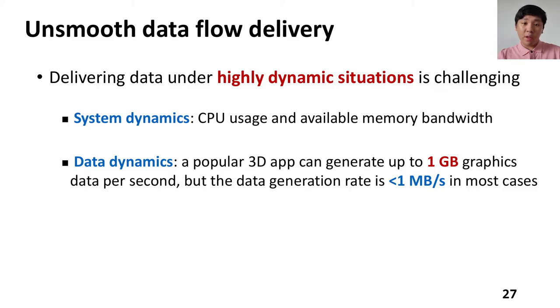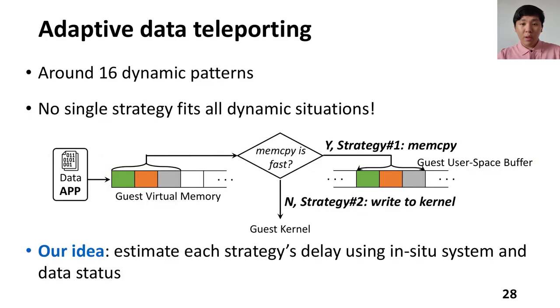The data flow delivery from the guest to the host is another tricky part, where high system dynamics like CPU and memory performance and data dynamics like bursty data can dramatically affect data delivery speed. For example, a popular 3D app can generate up to 1 gigabyte graphics data per second, but the data generation rate is less than 1 megabyte per second in most cases. We identify around 16 dynamic patterns, and unfortunately, there is no single strategy that can fit all dynamic situations. In fact, different strategies usually make opposing trade-offs in a particular situation.